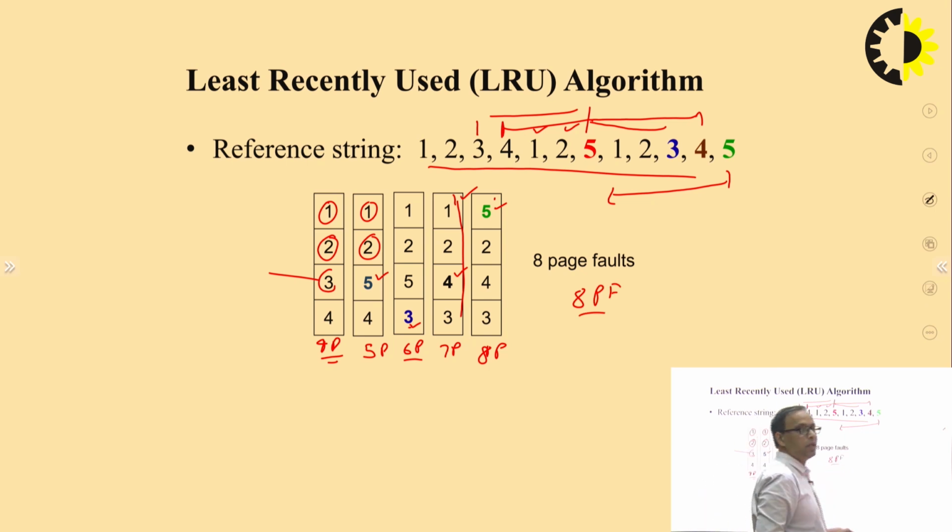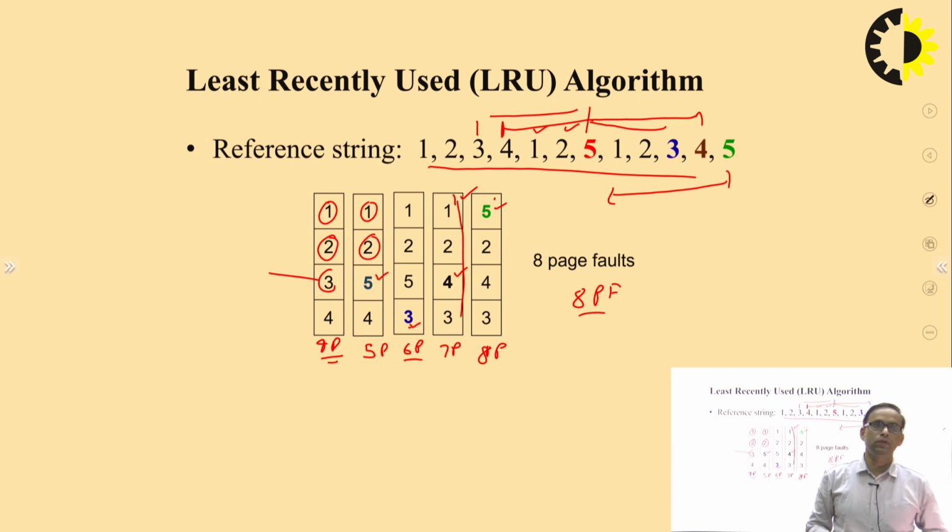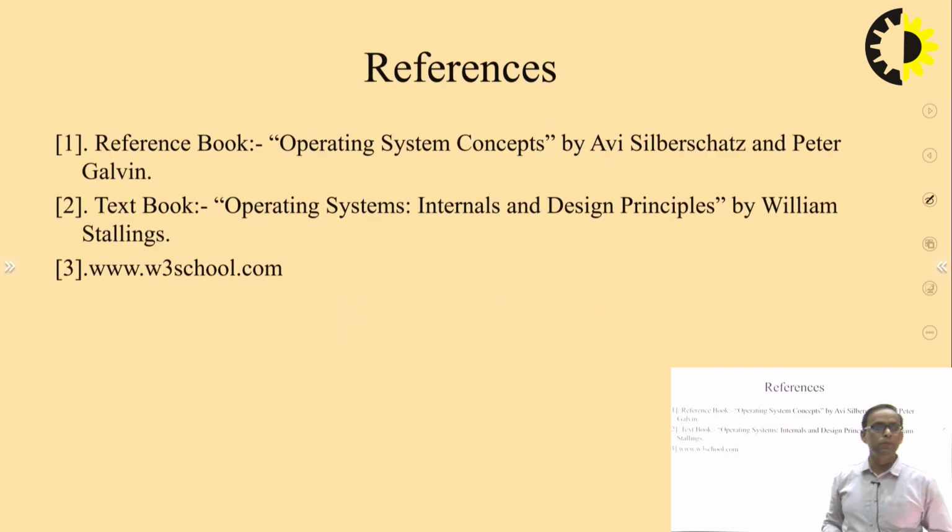So this is the concept of all these 3 page replacement algorithms: FIFO, LRU and optimal page replacement algorithm. These are the references, and generally the optimal page replacement algorithm is considered a better page replacement algorithm, because in the case of the optimal page replacement algorithm, the number of page faults is very low.